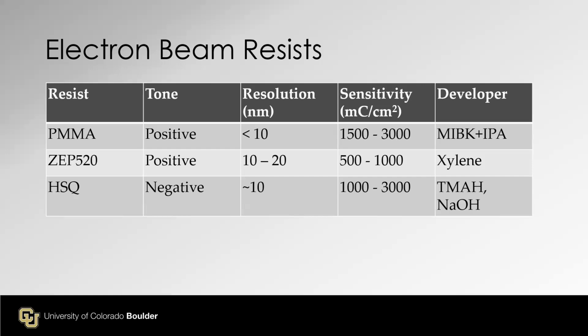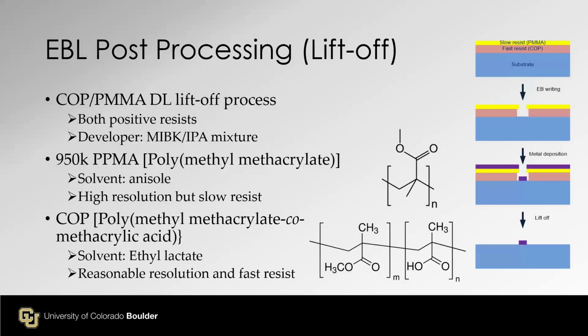For optical lithography, we use both positive resist and negative resist, and the choice depends on what kind of pattern you want to make. But in the EBL world, the major resists are positive ones. Only on special occasions do we want to use negative resist.